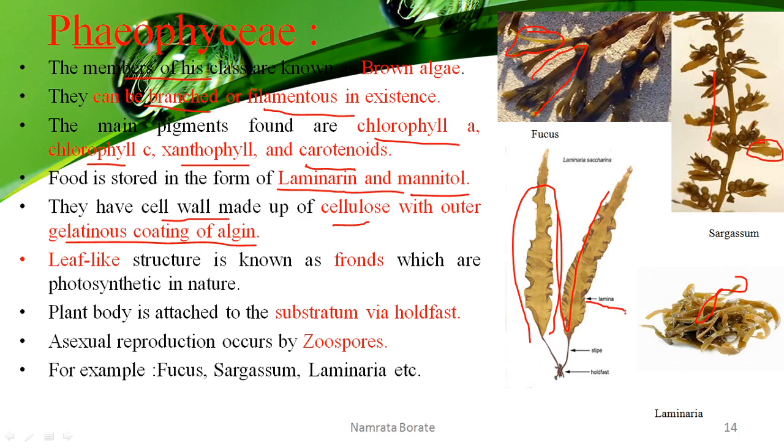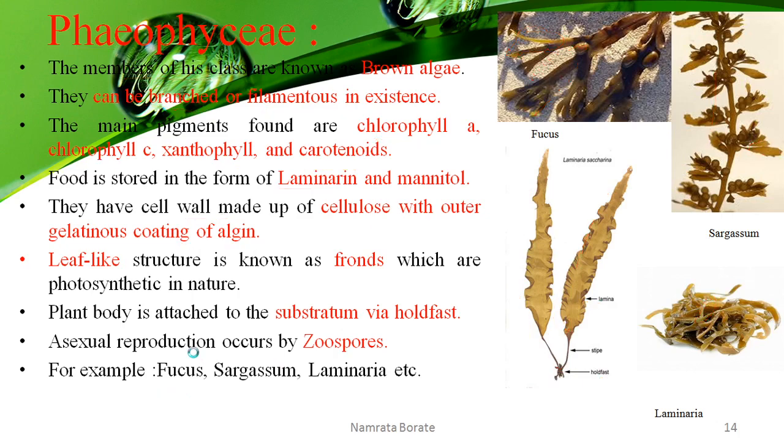This frond is photosynthetic in nature because of the presence of chlorophyll A, chlorophyll C, xanthophyll, and carotenoid. The plant body is attached to the substratum by the holdfast. Asexual reproduction occurs by means of zoospores. For example, Fucus, Sargassum, and Laminaria.